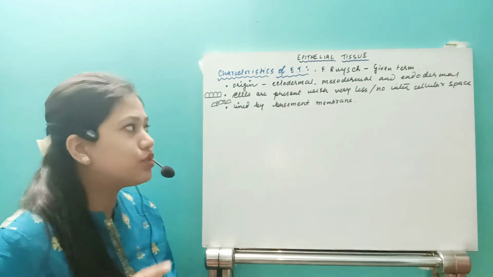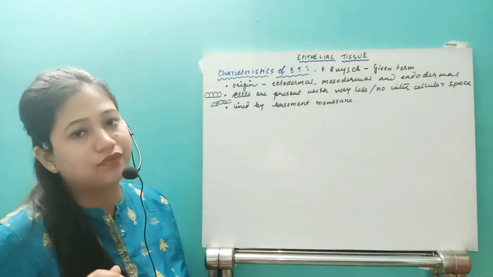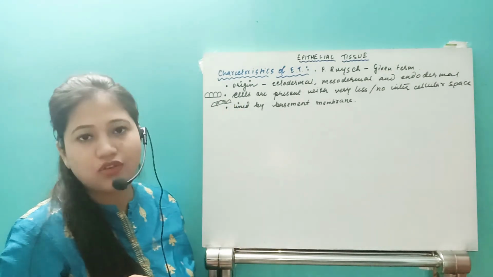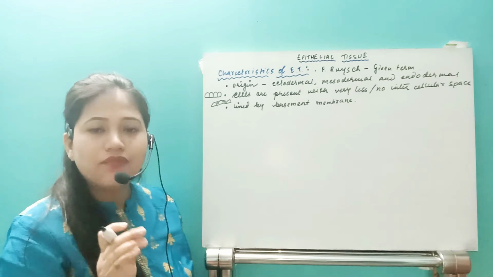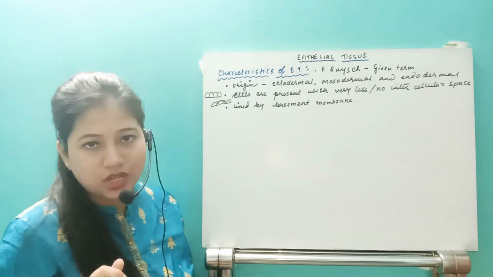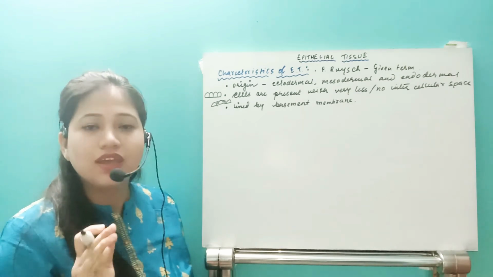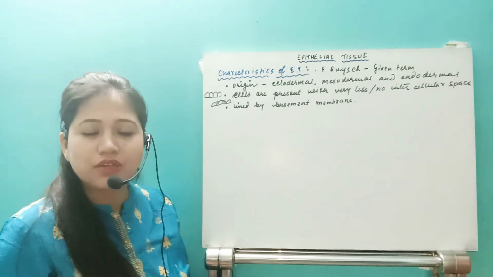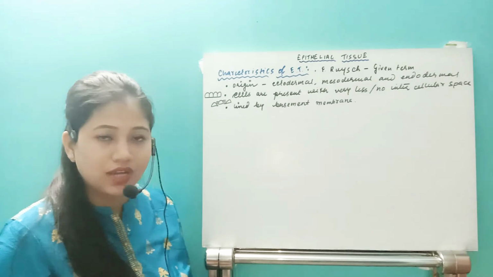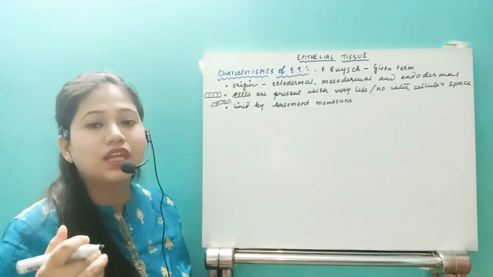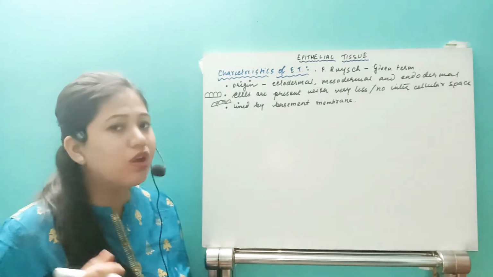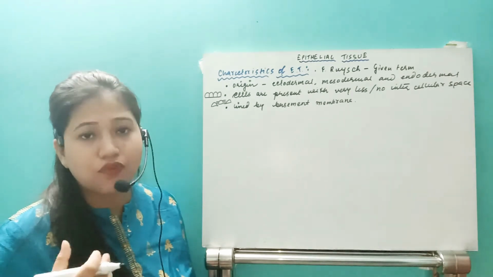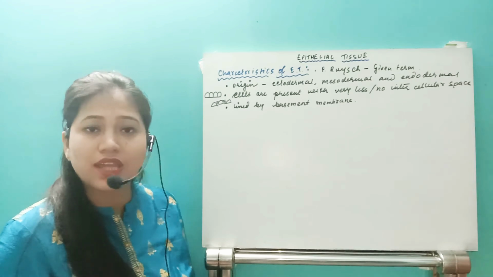Now, what happens in this epithelial tissue? I told you in the earlier point that it has very little intercellular space. If there is no space in between the cells, then blood vessels cannot penetrate into the epithelial tissue, right? And if blood vessels cannot go into the epithelial tissue, how will the cells survive? How will the cells get the nutrients? From where will they get the nutrients and the gases?